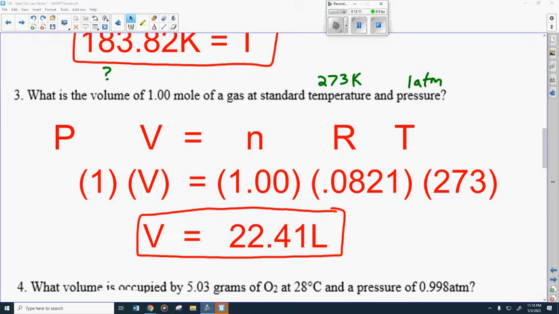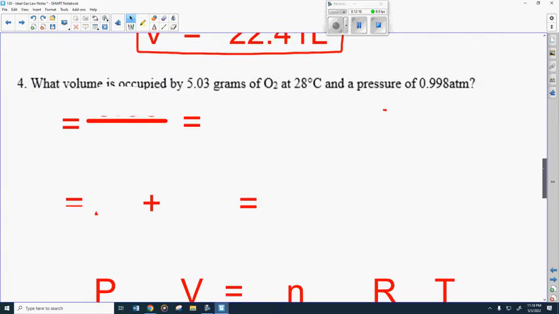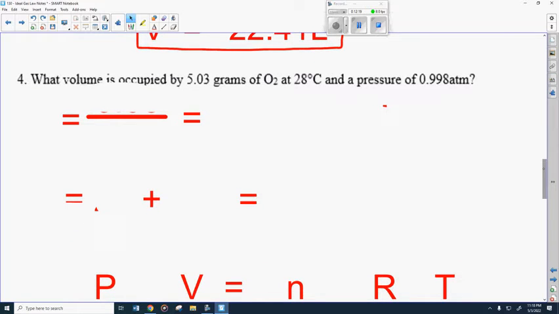We're going to take a look at number 4 here as a class. So I'm going to scroll down, giving people a little bit of time to catch up. So as I'm reading through this, it says what volume is occupied by 5.03 grams. Like, ooh, okay. Well, grams are not part of the ideal gas equation, so I'm going to have to convert those to something. Of O2 at 28 degrees Celsius. Like, oh man, there's another one I'm going to have to convert. Thanks a lot, Mr. P. And a pressure of 0.998 atmospheres. Like, okay. All right.